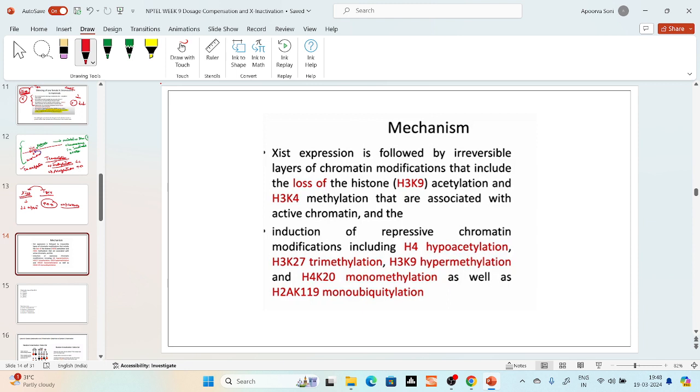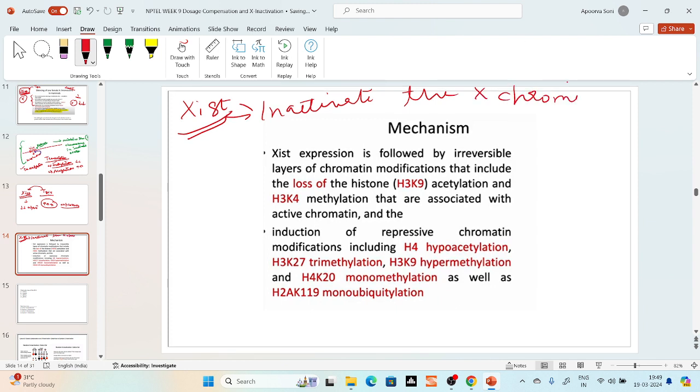histone acetylation and H3K4 methylation, which are associated with active chromatin. So basically what happens is that when Xist comes, the function of Xist is to inactivate the X chromosome. Okay, this is the function of this long non-coding RNA. For the inactivation of this chromosome, it does a number of chromatin modifications, and these are the names of those chromatin modifications that it does.